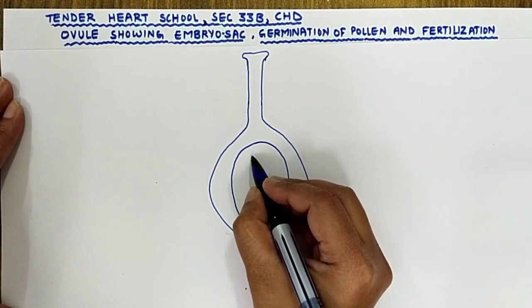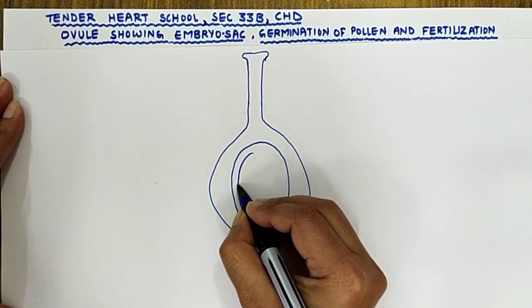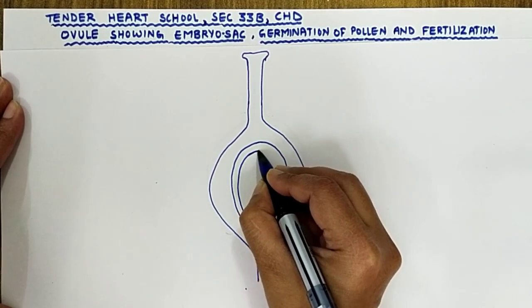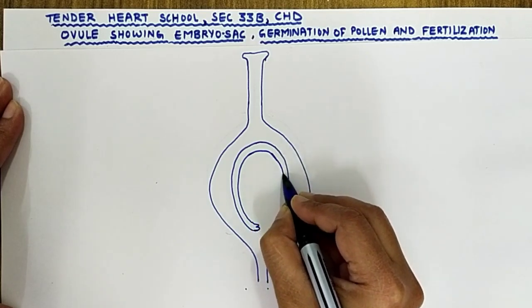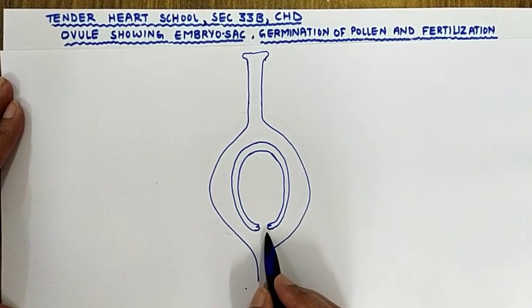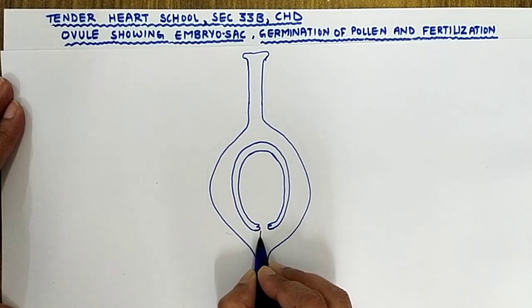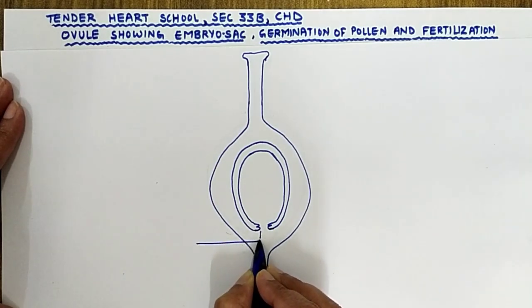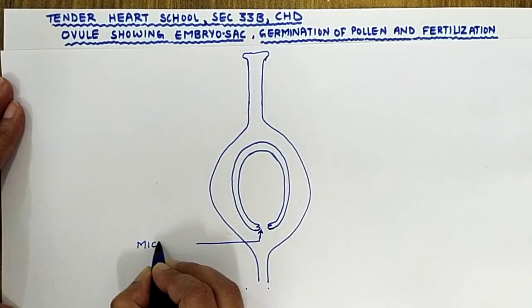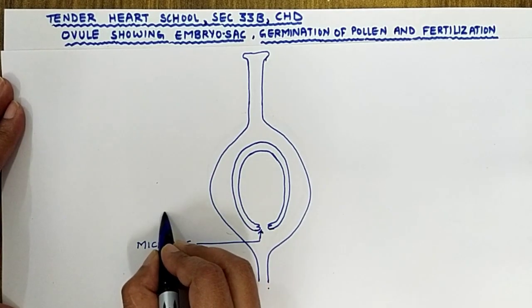Embryo sac is the region in which we have the egg cell present, the female gamete. So this way you can show the embryo sac. Embryo sac at the base has an opening, and this opening is called the micropyle. This is your embryo sac.